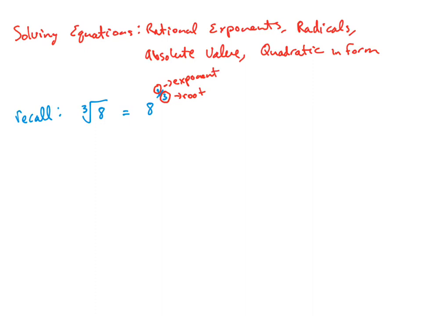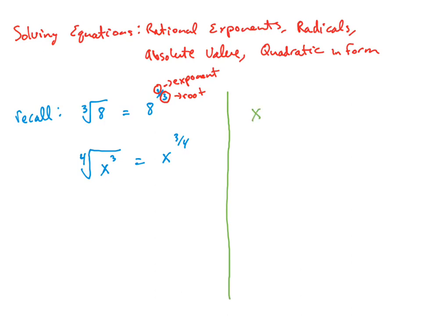So a second example of this is if we have, let's say, the 4th root of x to the 3rd. We could rewrite this as x to the 3/4. So 3 is the exponent, 4 is the root. So keeping this in mind, let's try and solve some equations that have these rational exponents.